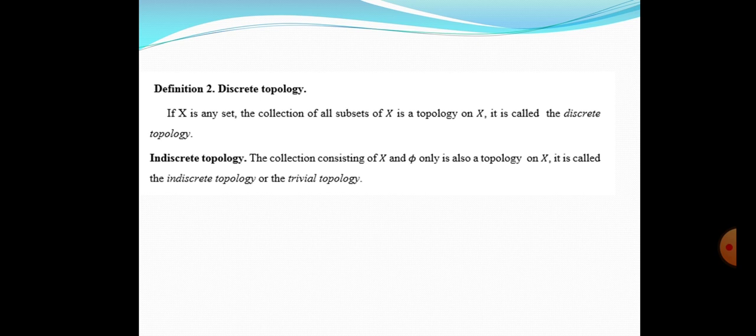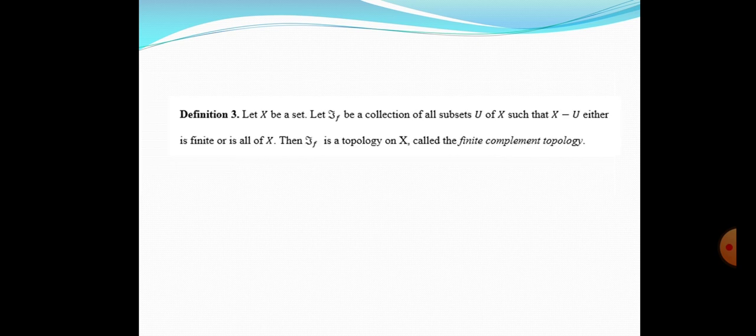Next, the collection consisting of X and empty set only is also a topology on X. It is called the indiscrete topology or the trivial topology. In this trivial topology, the collection consists only of X and the empty set.